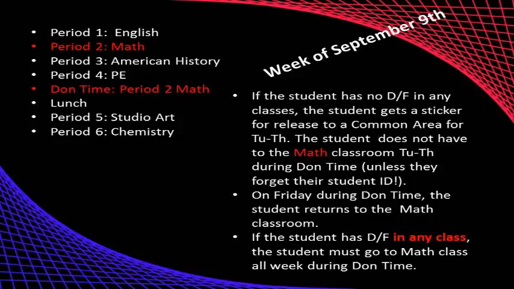The student does not go to the math classroom Tuesday through Thursday during dawn time, unless they forget their student ID. On Friday during dawn time, the student returns to the math classroom. If the student has a D or F in any class, the student must go to math class all week long during dawn time.